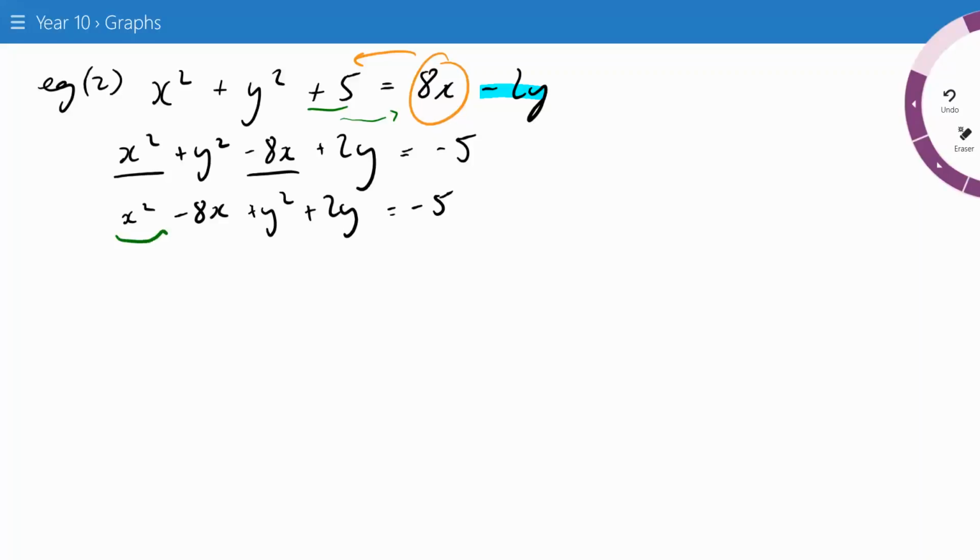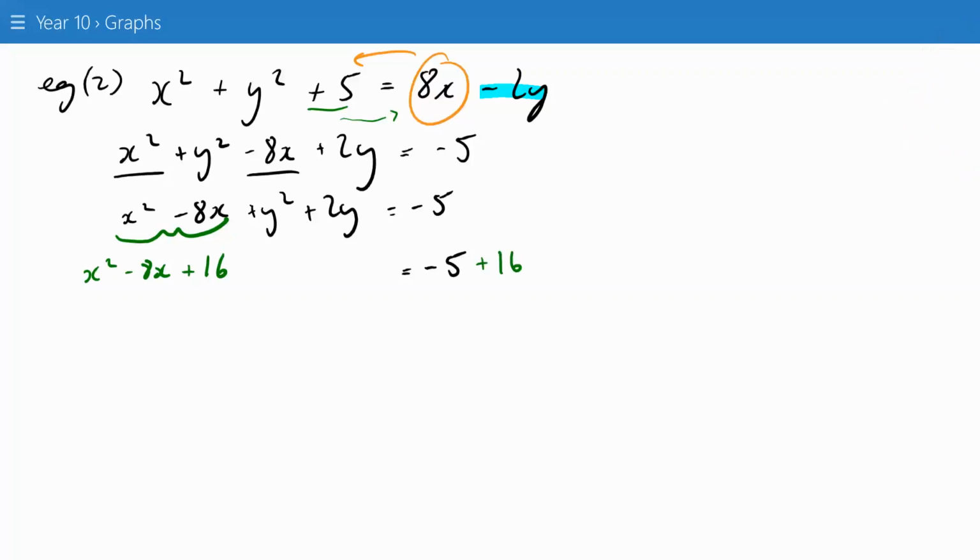Let's complete the square now. Thinking about this, x squared minus 8x, we write it first, then you say what's half of minus 8, or half of 8? It is 4. What is 4 squared? It is 16. So I'm just going to write this over here, minus 5. To keep it balanced, we must put a plus 16 here.